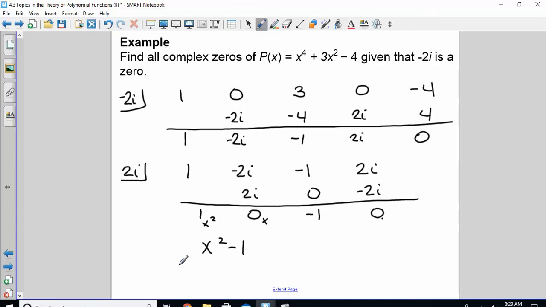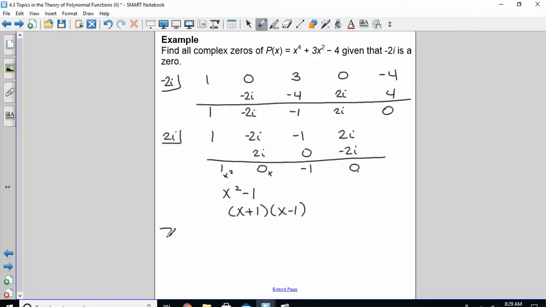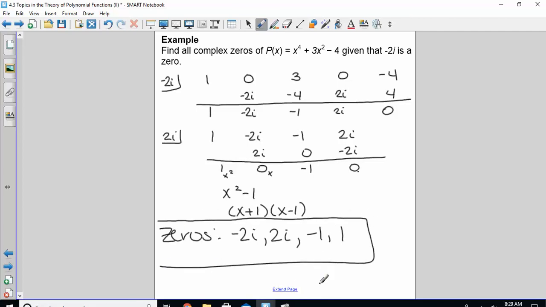Can I factor that nicely? Yes, I don't need the quadratic there. So that's the difference of squares, which breaks into x plus 1, x minus 1. So my directions were to find all the zeros. Okay, so we had a -2i, we had a positive 2i. What would make x plus 1 equal 0? And x minus 1? So it was a degree 4, we should have 4 zeros, and we do.